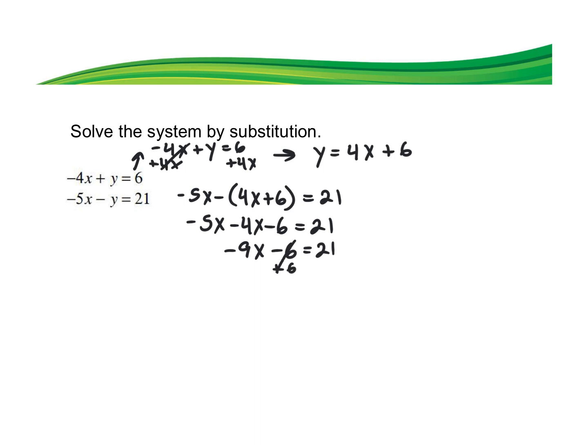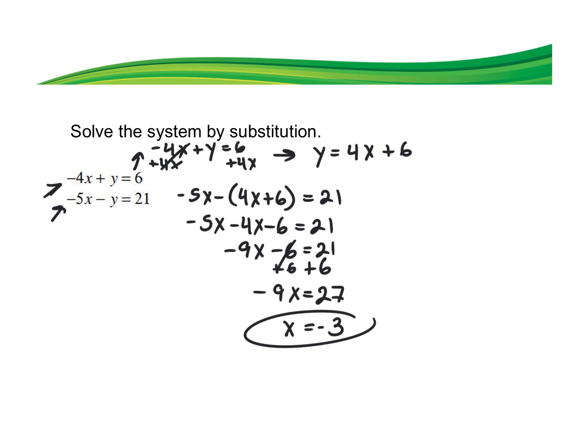I'll add 6 on both sides. And I get negative 9x is equal to 27. So I get x to equal negative 3. Now I'm going to go ahead and plug that negative 3 into either original equation. So not the one we changed, into the original.